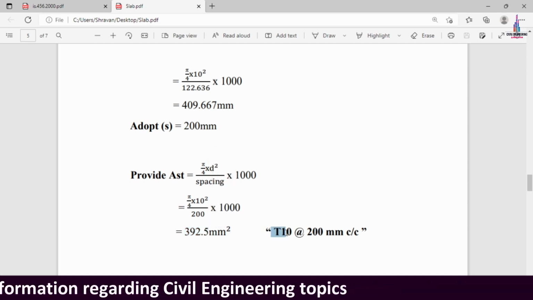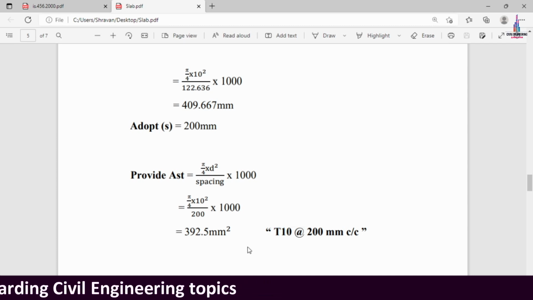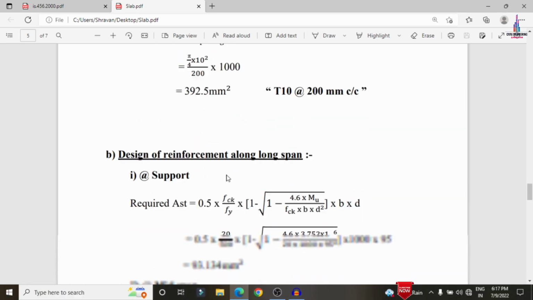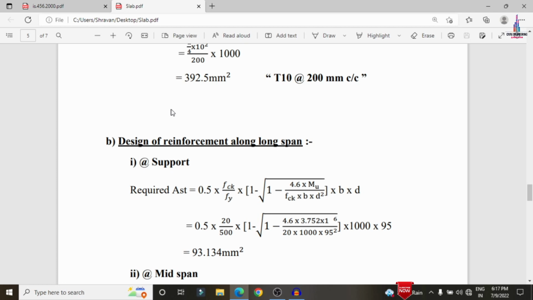So we have to provide the tension reinforcement, which comes under the 10 mm diameter bar placed at a distance of 200 mm center to center. This is the shorter span calculation. Again, in the same process, we have to calculate the longer span, which is the same as the process provided for the shorter span.